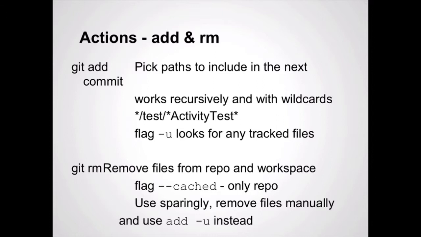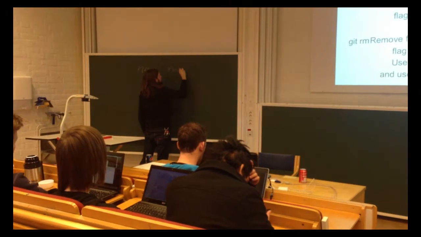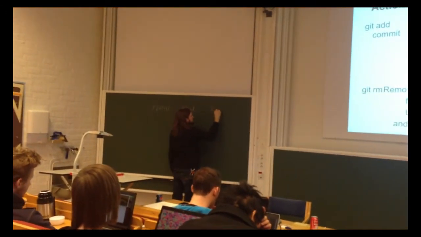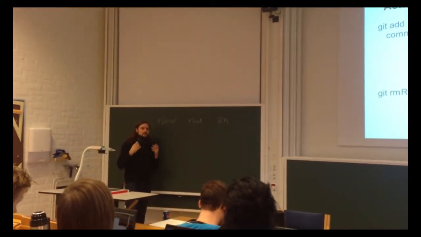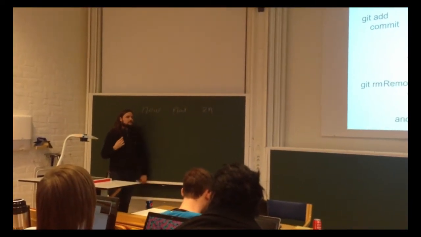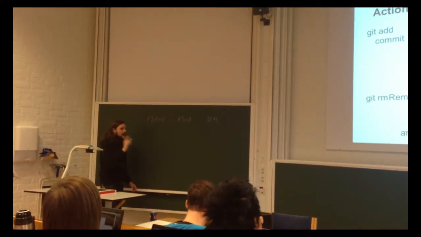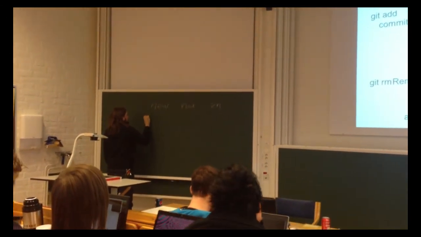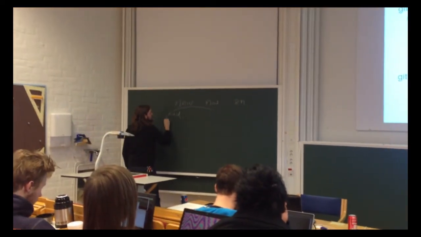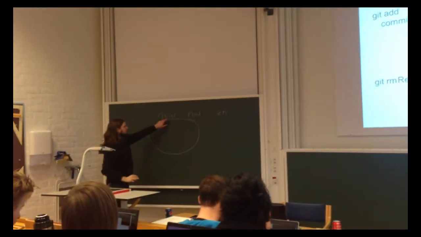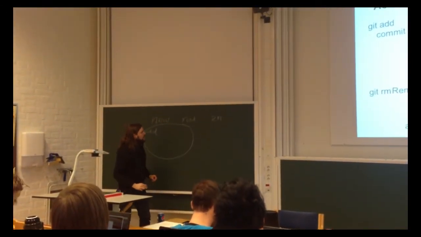Let's see if we look at this. We have three kinds of changes we can make. We can add or create new files. We can modify files, and we can remove files. And the Git system is not really that straightforward when we look at this, because the add command will actually take care of these two, new files and modified files.